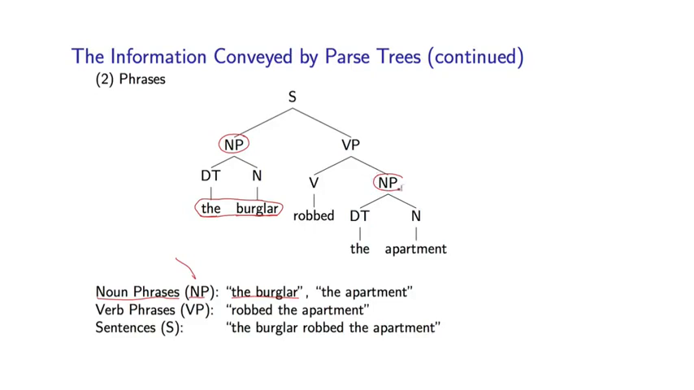Here we have a second NP. Again, this indirectly dominates a substring in the sentence, in this case, the followed by apartment. And so we identify the apartment as another NP. If we go a little higher in the tree, this VP dominates the substring robbed the apartment, and so we know that this substring is of type VP. That stands for something called a verb phrase. And then finally, at the top level of the tree, we have S, which stands for sentence, and that S node indirectly dominates the entire subsequence, the burglar robbed the apartment, so we know that this substring is an S.